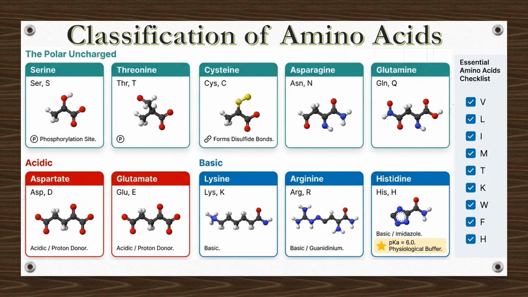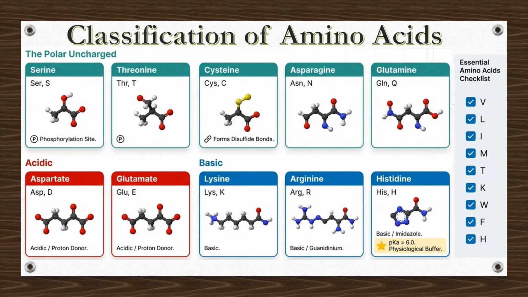The acidic amino acids, aspartate and glutamate, have side chains with carboxyl groups that are deprotonated at physiological pH, giving them a negative charge. These residues form ionic interactions, stabilize protein structures, and play roles in metabolism and neurotransmission.